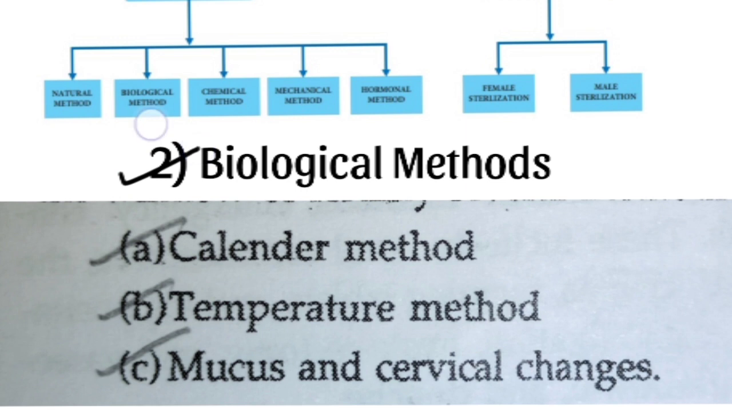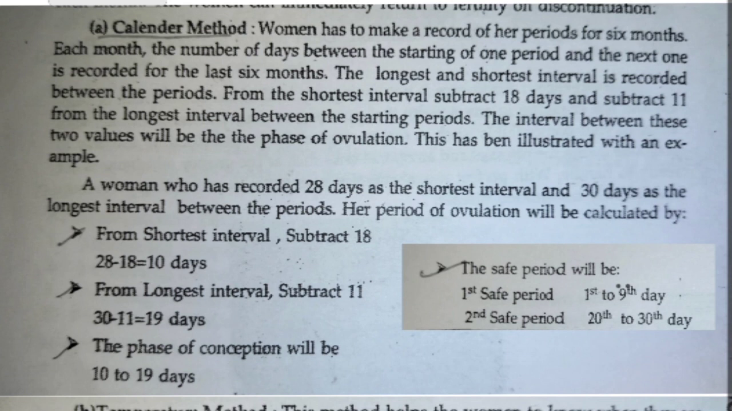Second method, the biological method. In this biological method, we have 3 types: calendar method, temperature method, and cervical mucus change method. In biological method, the first method is calendar method. In calendar method, it is a calculation method.